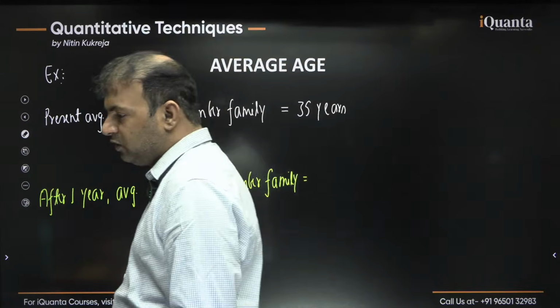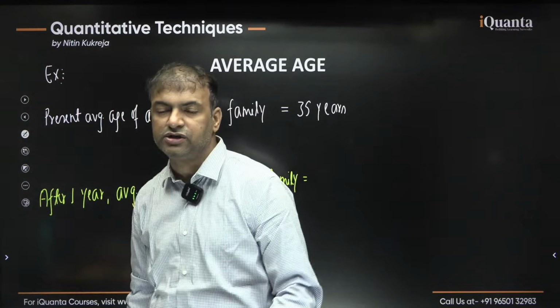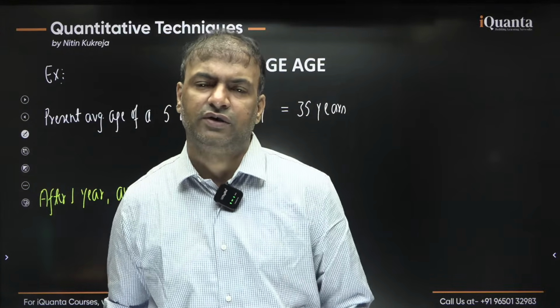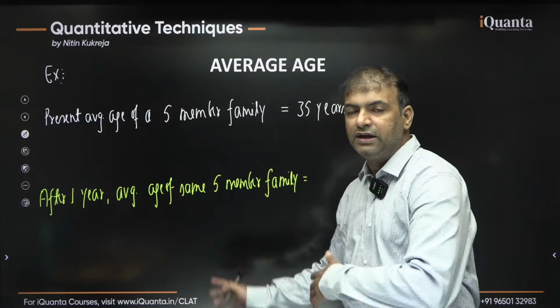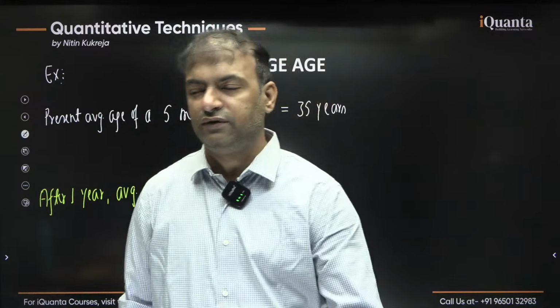So let me go from the basics, guys. How do we find the average? Remember, how do we find averages? Average is nothing but the sum of the quantities divided by the number of the quantities. Very obvious, right? So the number of quantities is 5 because we still have 5 members. Sum of the quantities means the sum of the ages of all the 5 people. This is what we need to find out.